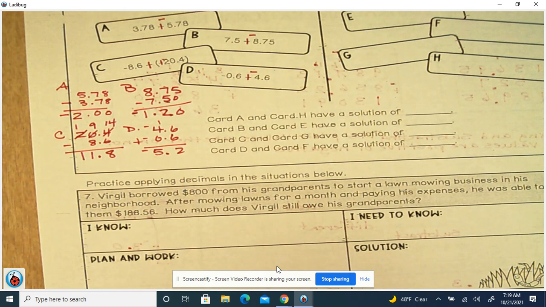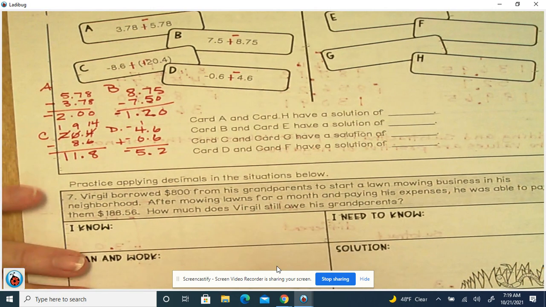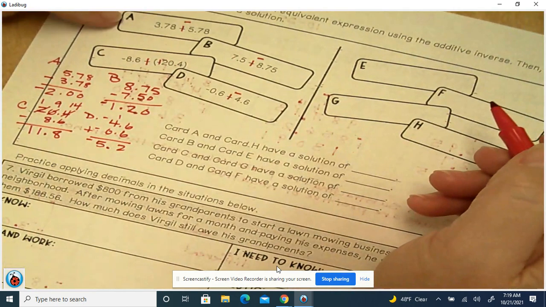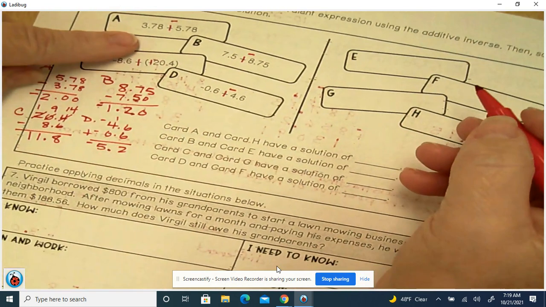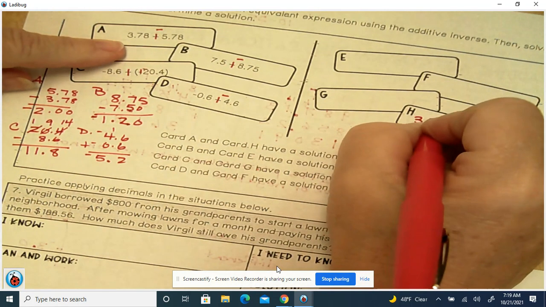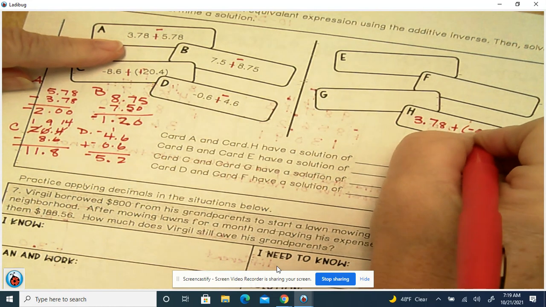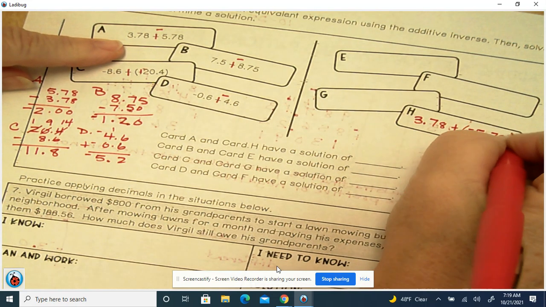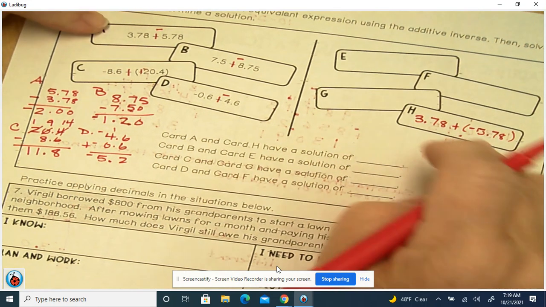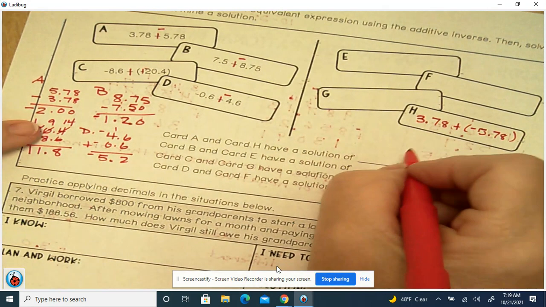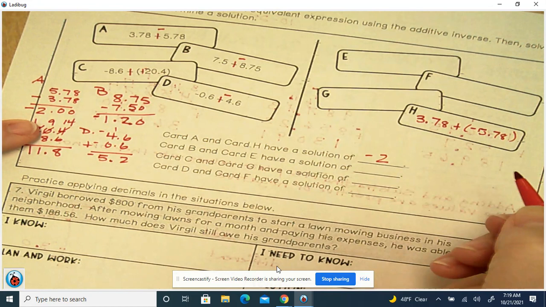All right, now we have to create the opposite to go with them. So to create the opposite, we would take what we've done here. So A and H. So A, we're going to put 3.78 plus a negative 5.78. And I created the opposite here. So you would just take that and then create the opposite. And that gives us a negative 2.